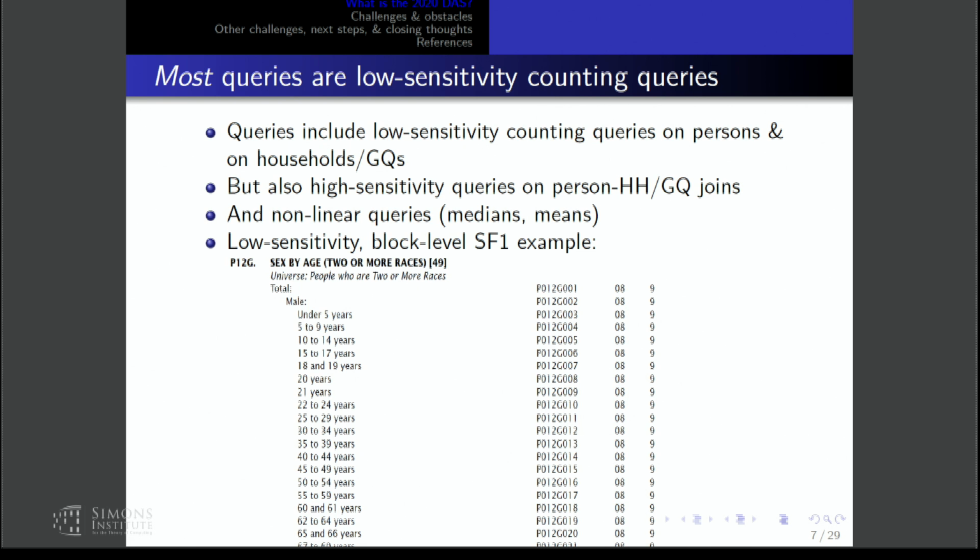But the thing that was nice that I'm thinking of is that most of our queries are low sensitivity counting queries in the usual differentially private sense, the usual sense that term is used in the literature. We also have some high sensitivity queries on person HHGQ joins, which are noisy measurements we would like to take in order to figure out, well, if we're going to be asked to take people and put them into households and provide the ability to join the two microdata files, then this is a class of queries we would have to face down.